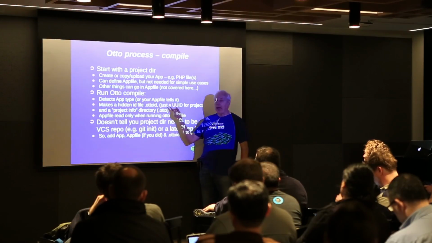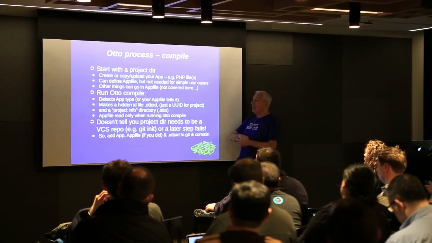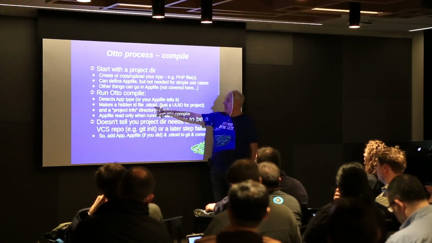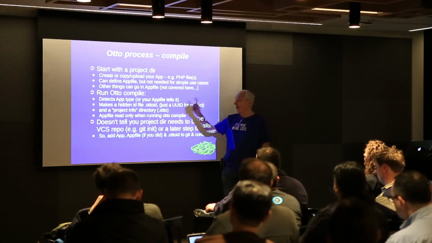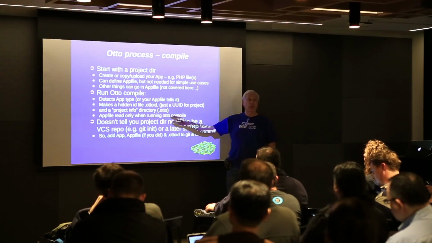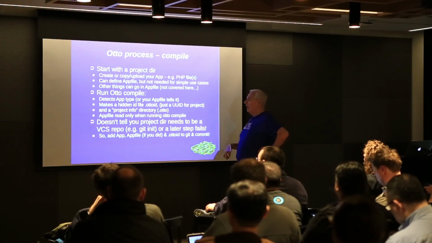It either detects the app type or will read a hidden file, which is basically a UUID, to identify your project, and a project info directory, .otto, which has loads of stuff in it about your project.